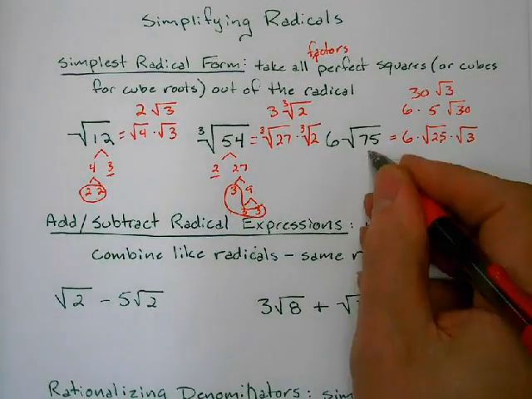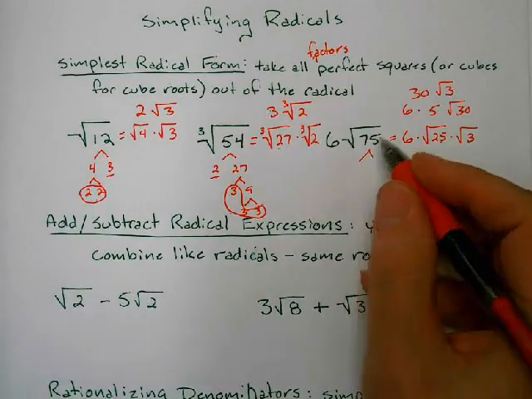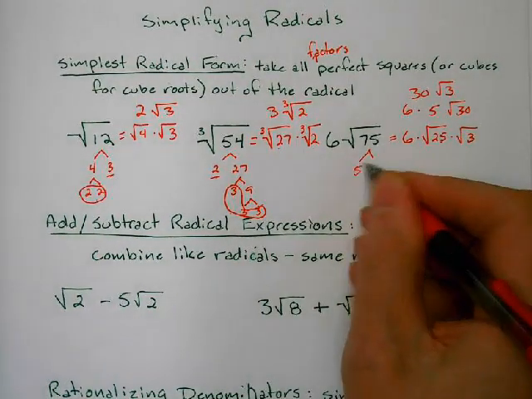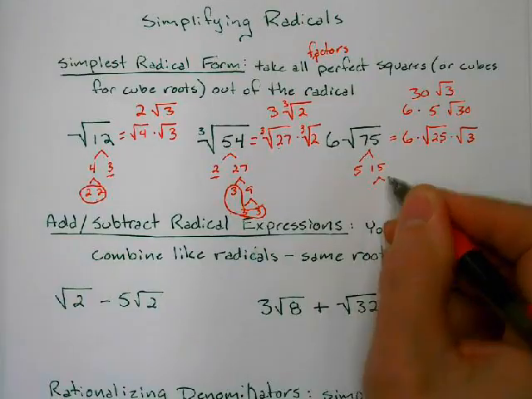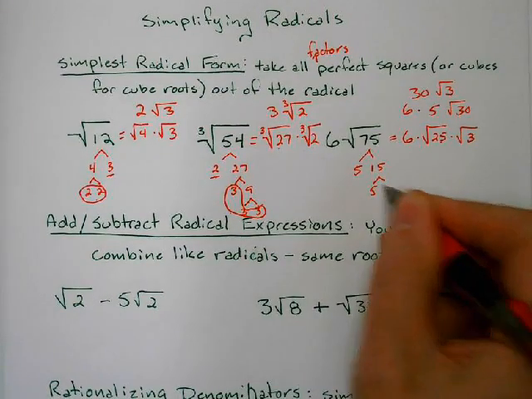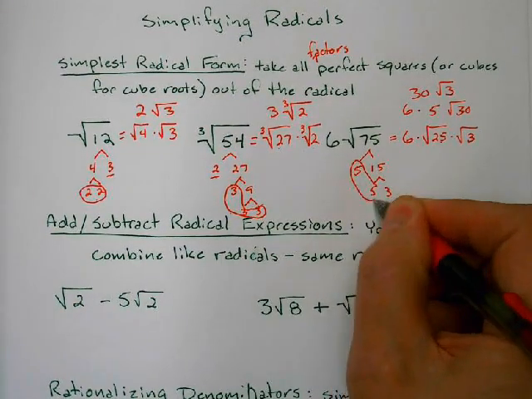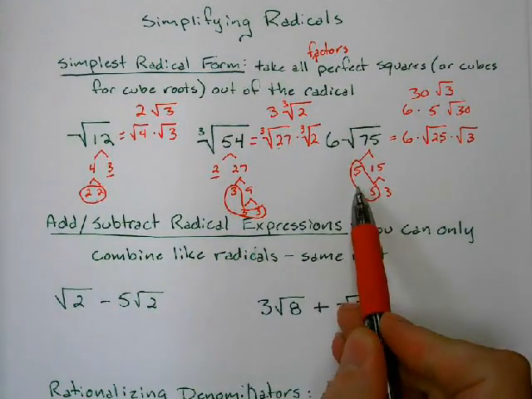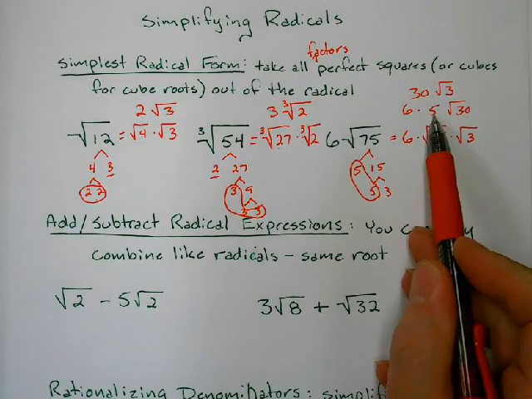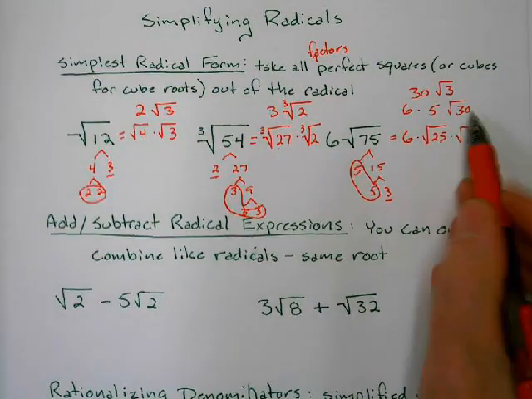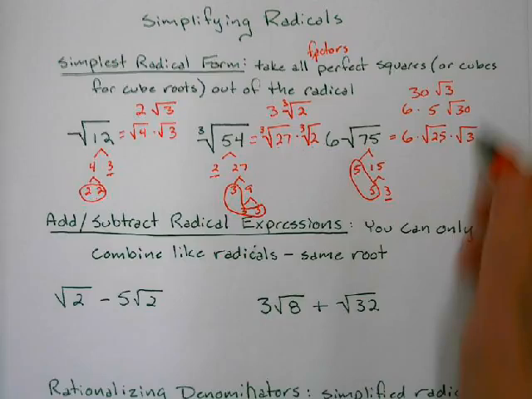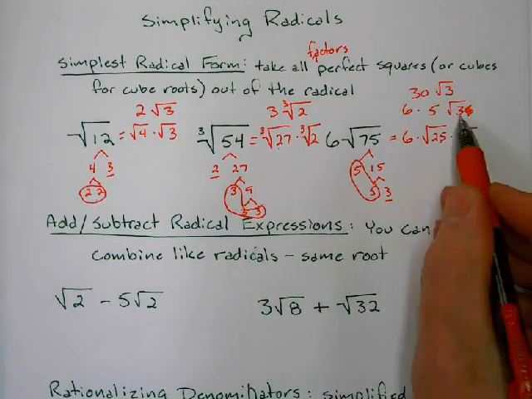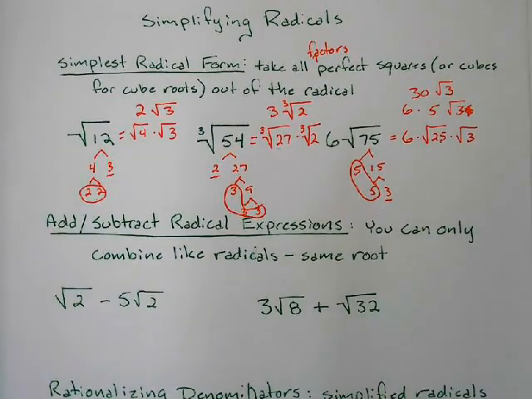Again, you could have just split it up. You could have said, oh, I think this is 5 and 15, and it is. And 15 is 5 and 3. So you still have that pair of 5s because it's a square root and not a cube root. So you've got that pair of 5s, that's where this 5 comes from right here. And you've got this 3 left over. I'd say 30 root 3. So that's where that one came from right there.